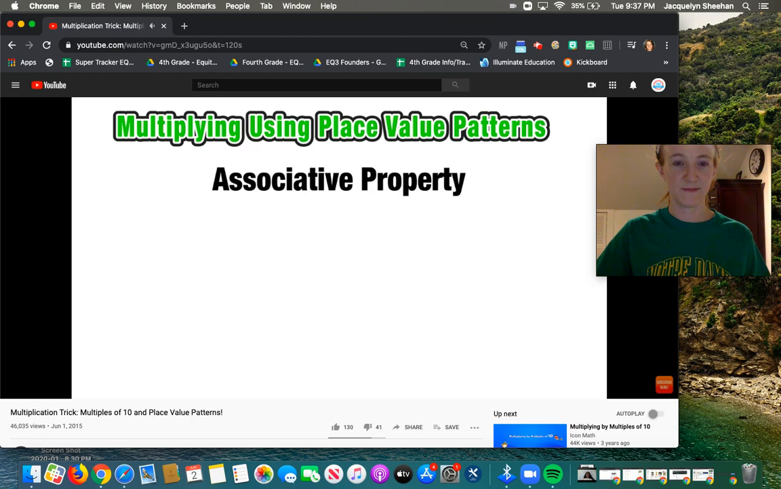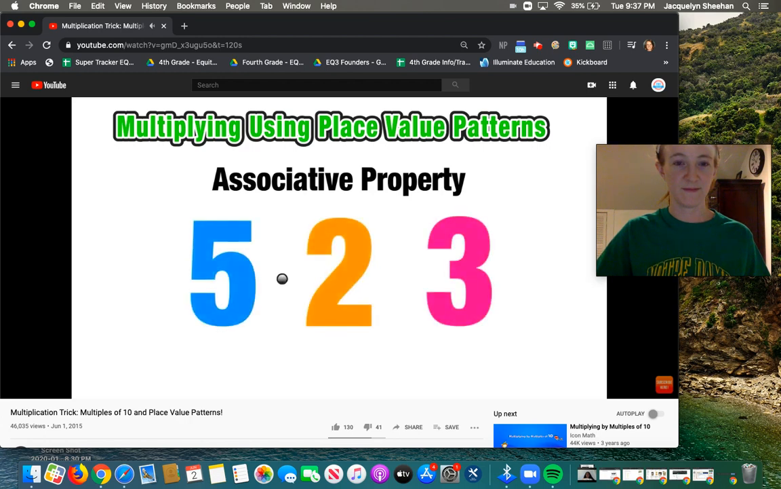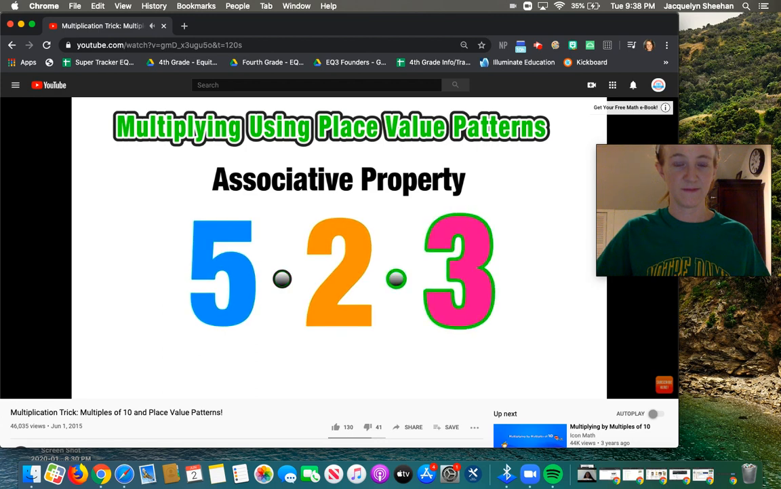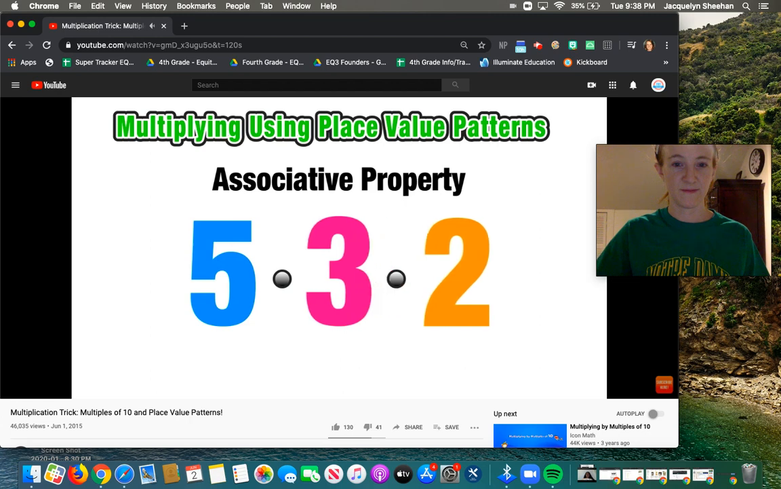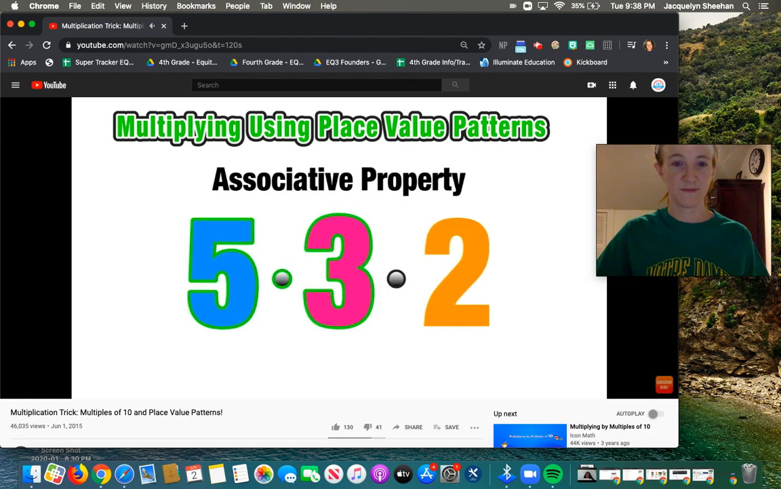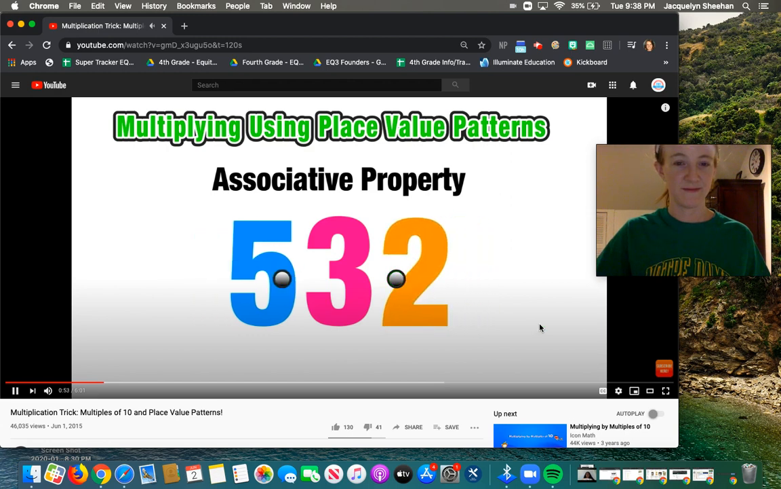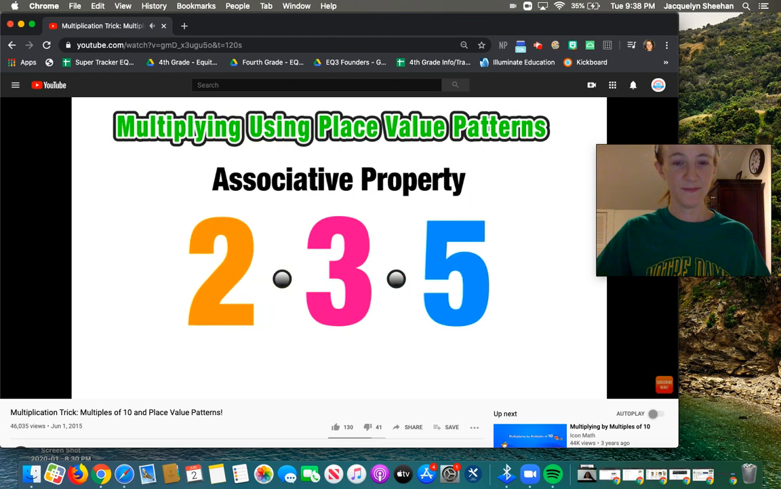When we have three numbers that we want to multiply together, let's just say 5 times 2 times 3. Now in the current order, we'd start off by multiplying 5 times 2, which we know equals 10, and then multiplying that by 3, and 10 times 3 is 30. Now if we were to change the order, we would multiply 5 times 3 first, which is 15, and 15 times 2 also equals 30. And again, if we change the order of these numbers around, we would do 2 times 3 first, which is 6, and then 6 times 5 again equals 30.